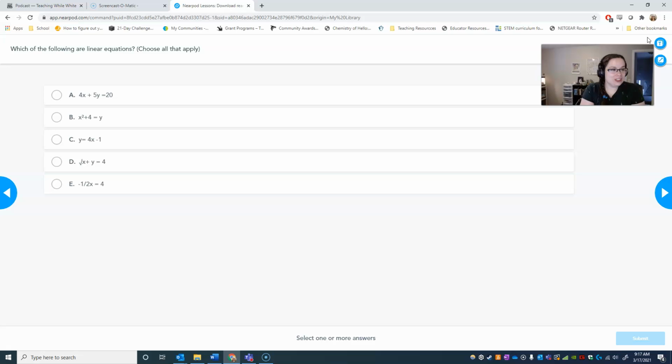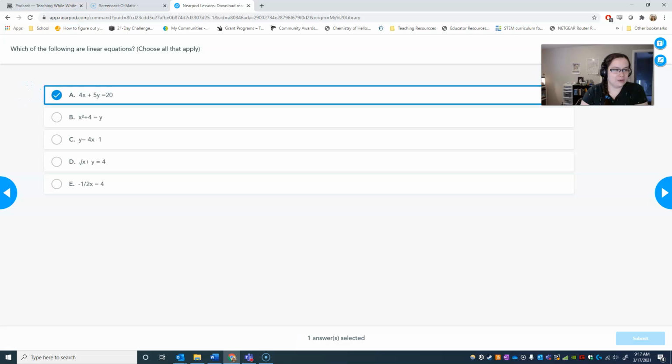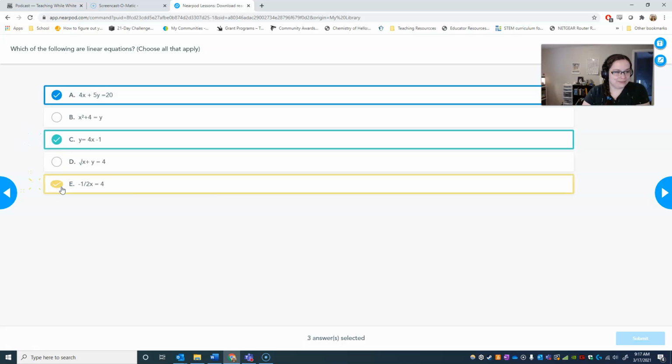All right, so let's talk about which one of these are going to be lines. The first one is nothing's squared, nothing's cubed, all added or subtracted. So it is C and E. B is not a line, and that's because X is squared. D is not a line because there is a radical symbol that you're taking the square root of X.